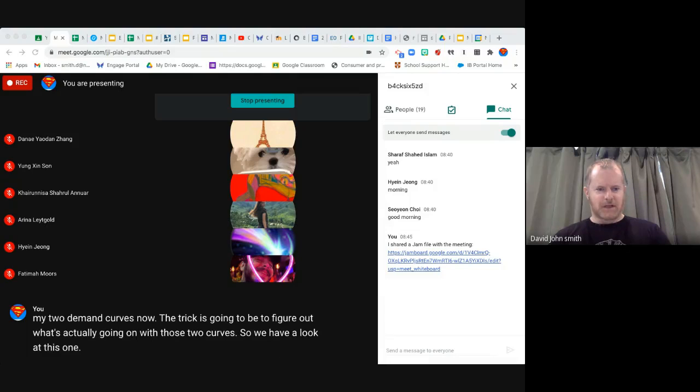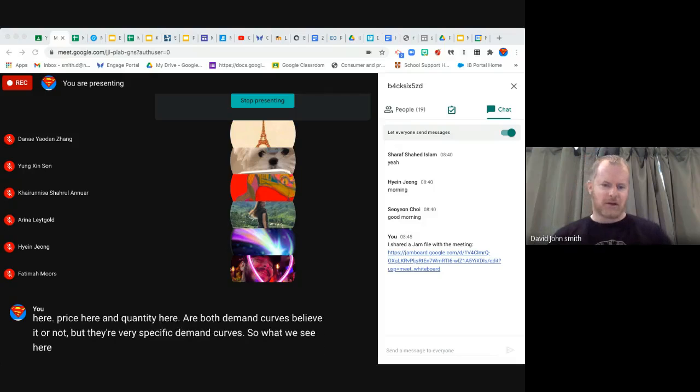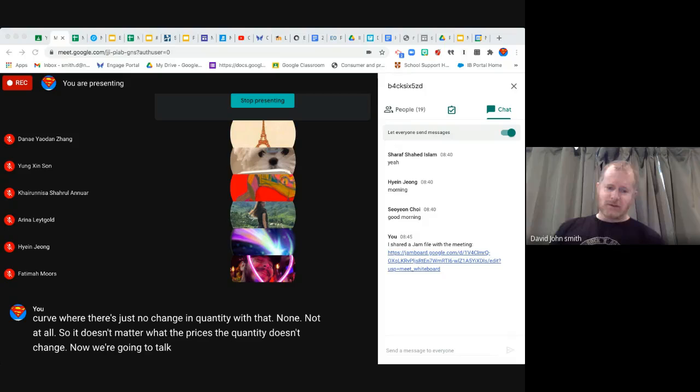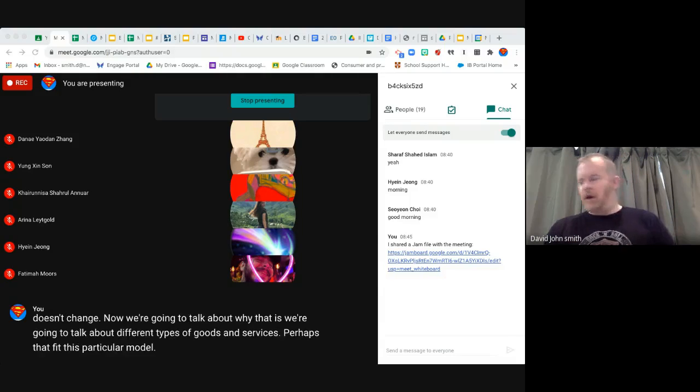So you got obviously price here, you got quantity here, price here, and quantity here. They are both demand curves, believe it or not, but they have very specific demand curves. So what we see here is we've got a demand curve where there's just no change in quantity. Look at that, none at all. So it doesn't matter what the price is, the quantity doesn't change. Now we're going to talk about why that is. We're going to talk about different types of goods and services perhaps that fit this particular model, right? But that's what we're thinking in this case here.